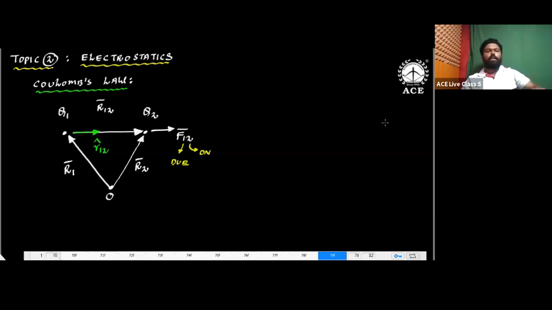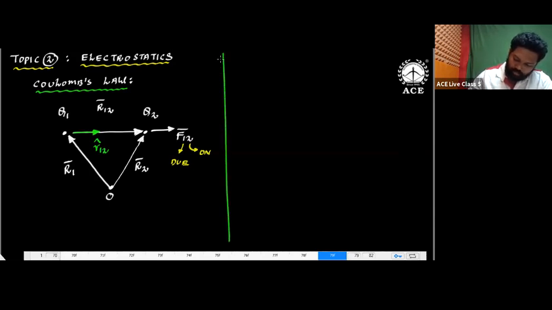Yes. Fine. Then I want to write this vector R12, beta. What is this R12 vector? Let me go back to the basics of vectors. You would have learnt about addition of vectors in your high school.